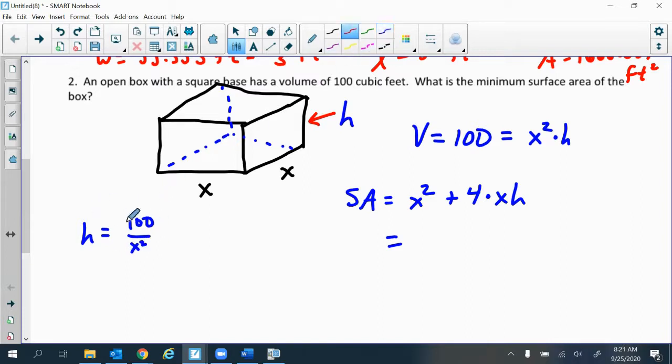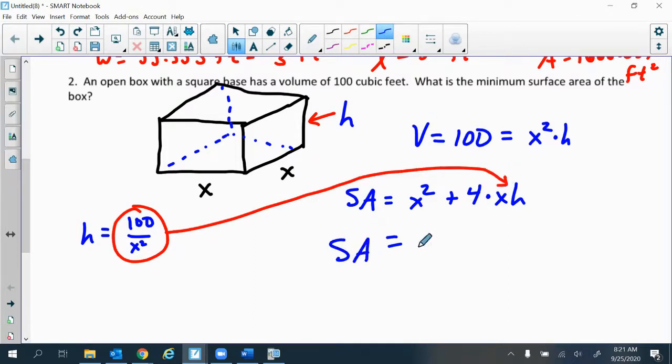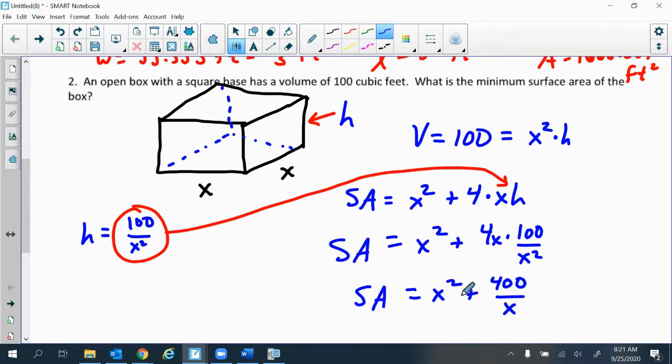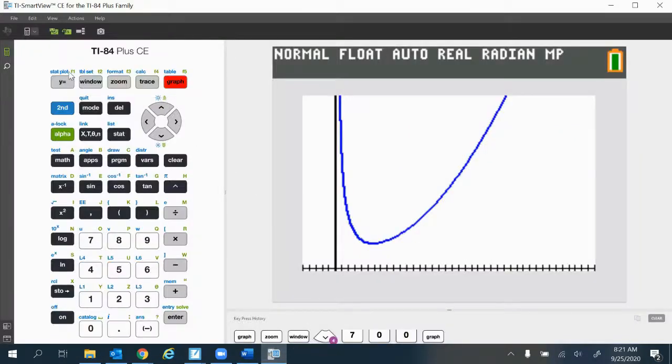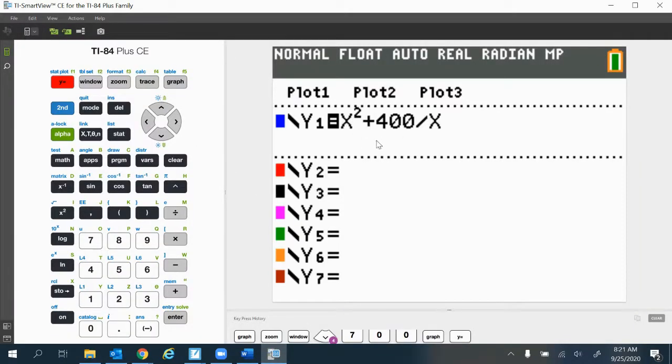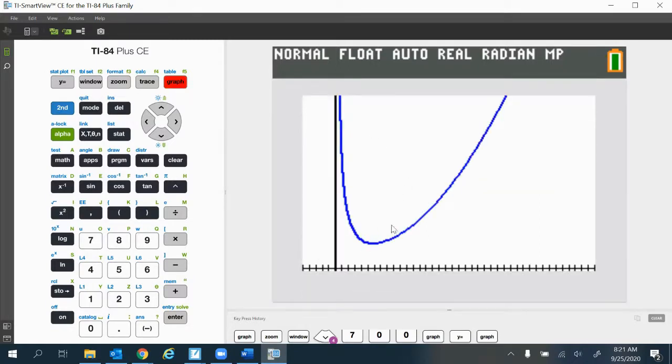And now I can take this and replace h in my surface area formula. So the surface area is equal to x squared plus 4x times 100 over x squared. So I can simplify the surface area to be x squared plus 400 over x. So x squared plus 400 over x is going to be my surface area. And I have already typed that into my TI calculator. And this is the function.